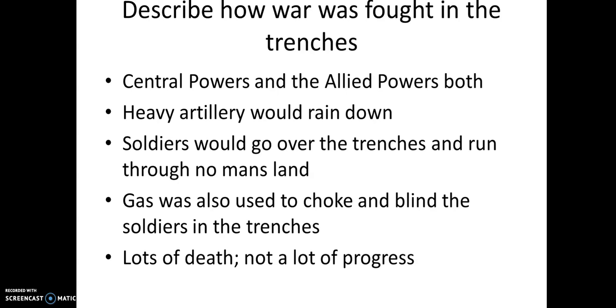People also used gas to swarm into these trenches to choke and blind the soldiers, which was an awful way to die. Overall, trench warfare caused lots of death and not a lot of progress. Offenses, your book said, were long and deadly. So it's one of the reasons why we don't really use trench warfare today.